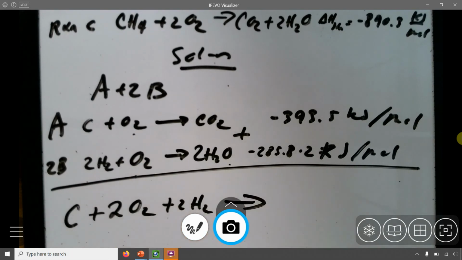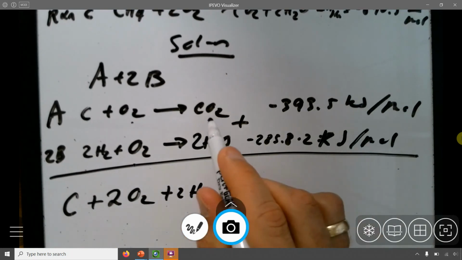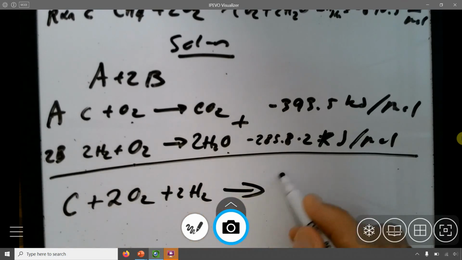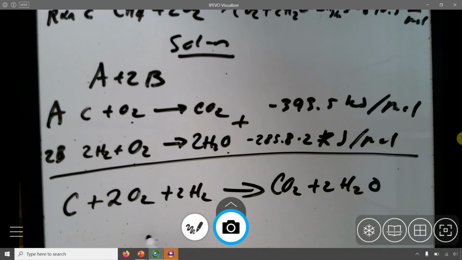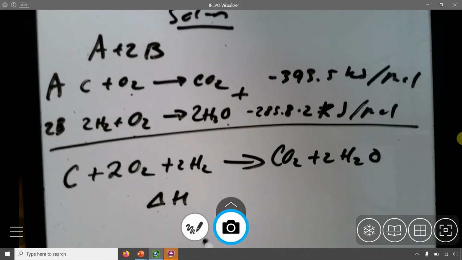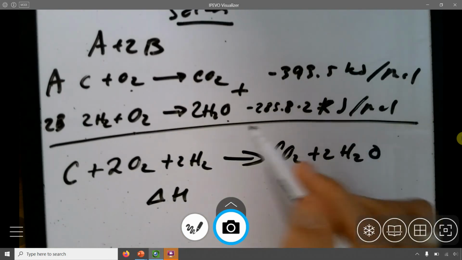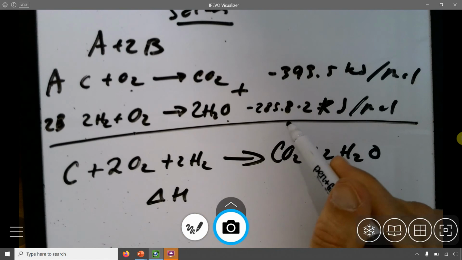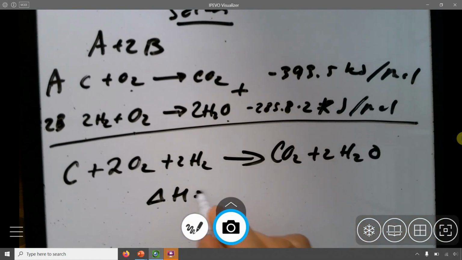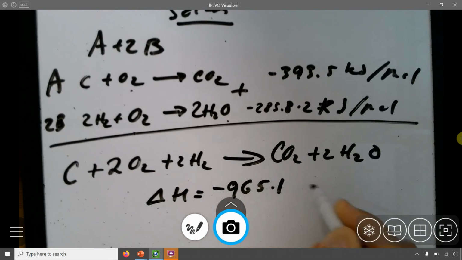And now this is going to react and form CO2. I don't have CO2 anywhere else, so it stays as CO2, and 2 H2Os. And now my delta H for this would be the summation of negative 393.5 plus 2 times negative 285.8. So you punch that in, and you get that this is negative 965.1 kilojoules per mole for this particular reaction. This is not what I want yet. But if I did want this reaction, look, I just figured out the delta H of reaction for this. But that's not what I want.